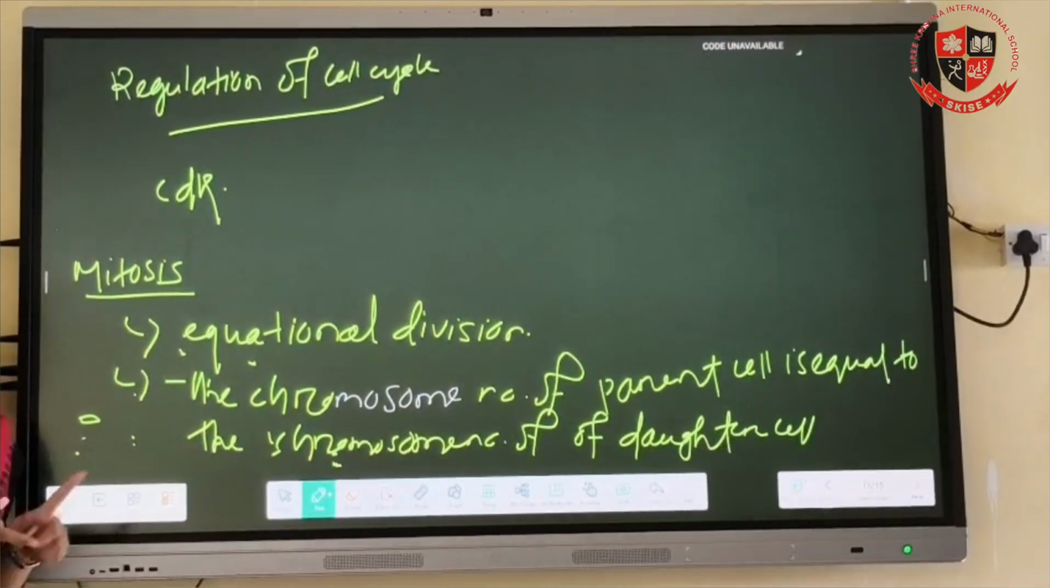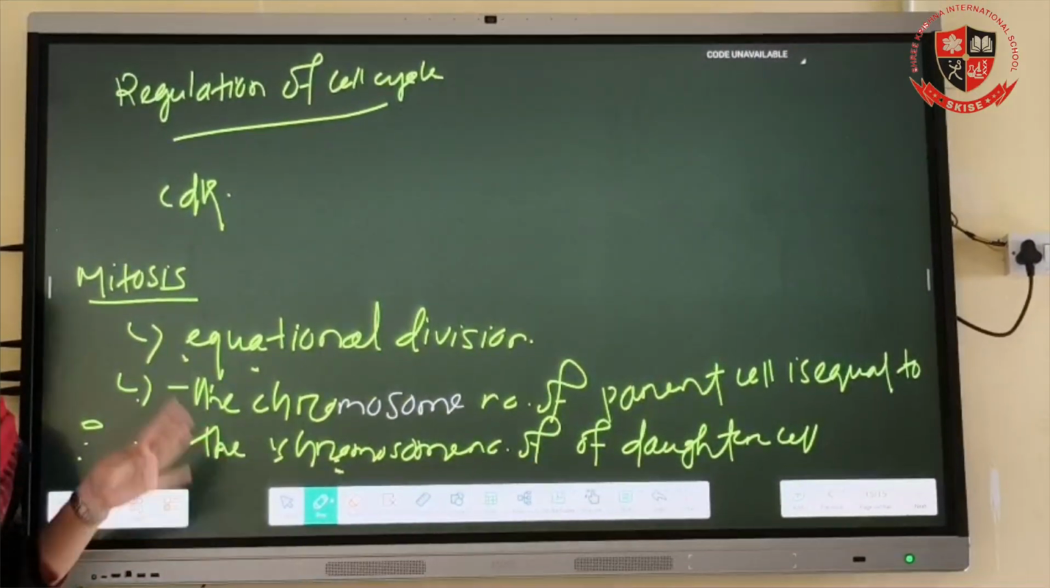Mitosis has four phases: prophase, metaphase, anaphase and telophase. How many phases? Prophase, metaphase, anaphase and telophase. Four phases.